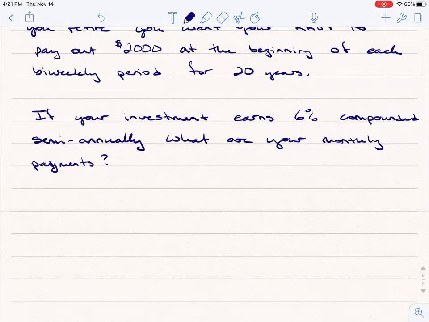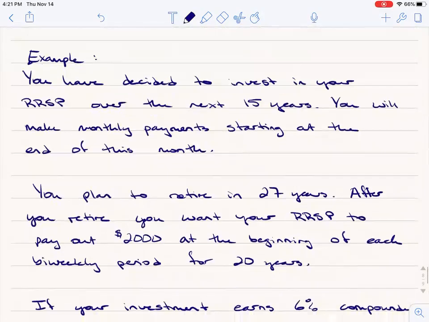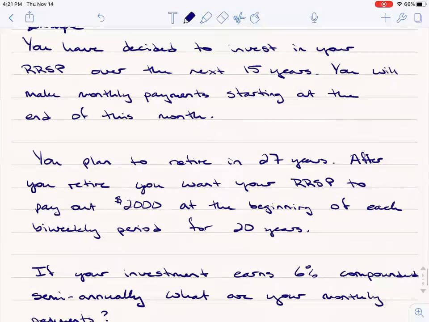So just trying to wrap our heads around this, right? Okay, so I'm making payments for 15 years. These payment amounts, we don't know what they are. That's what we're going to try to solve for. So for 15 years, and then I'm not going to retire for 27 years, right? So 27 minus 15, it just sits there making interest. And then I start getting these payments, right? So there's going to be payments, compound interest, payments.